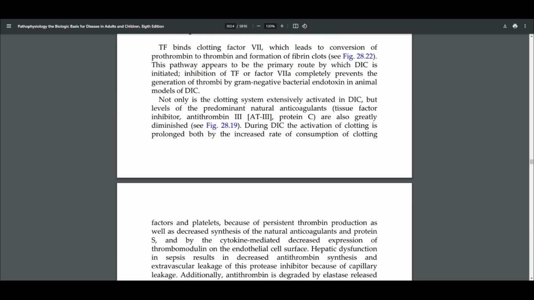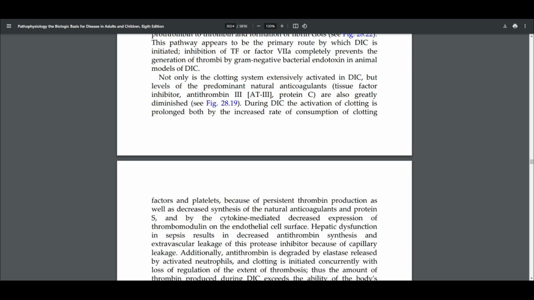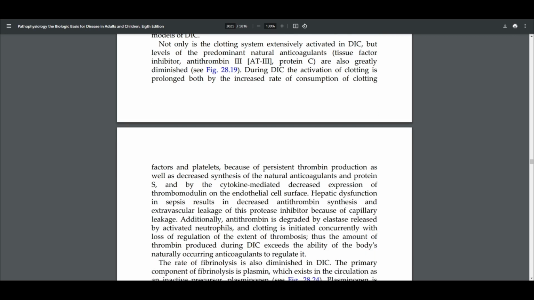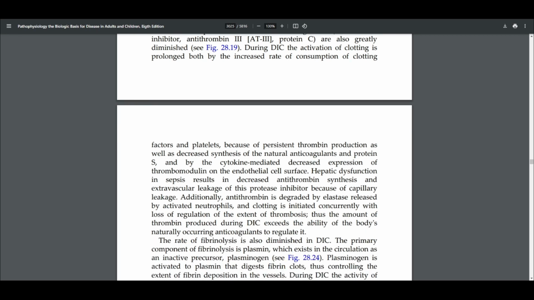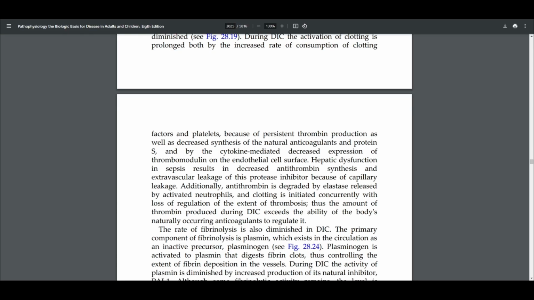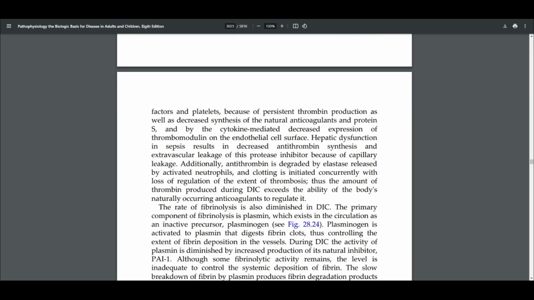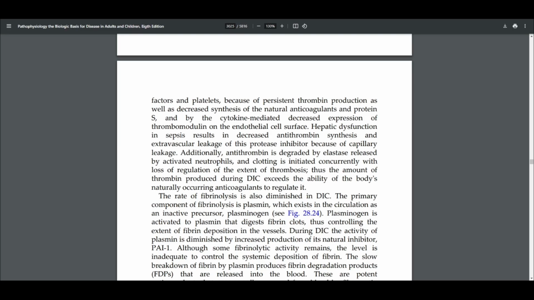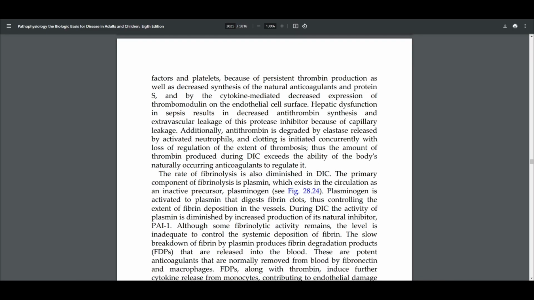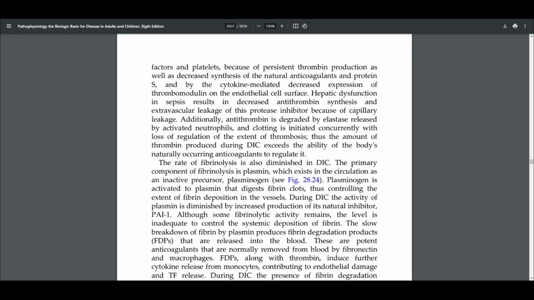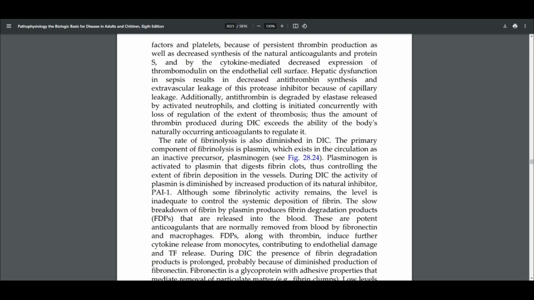greatly diminished. During DIC, the activation of clotting is prolonged by the increased rate of consumption of clotting factors and platelets because of the persistent thrombin production, as well as the decreased synthesis of the natural anticoagulants antithrombin and protein S, and by the cytokine-mediated decreased expression of thrombomodulin on the endothelial cell surface.